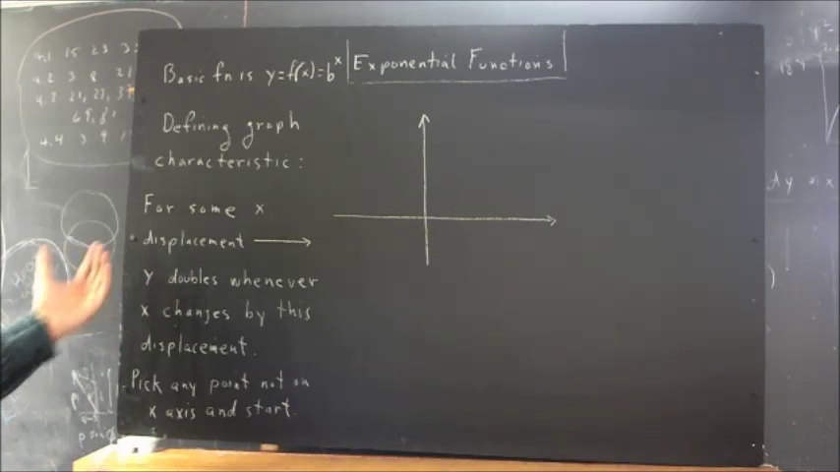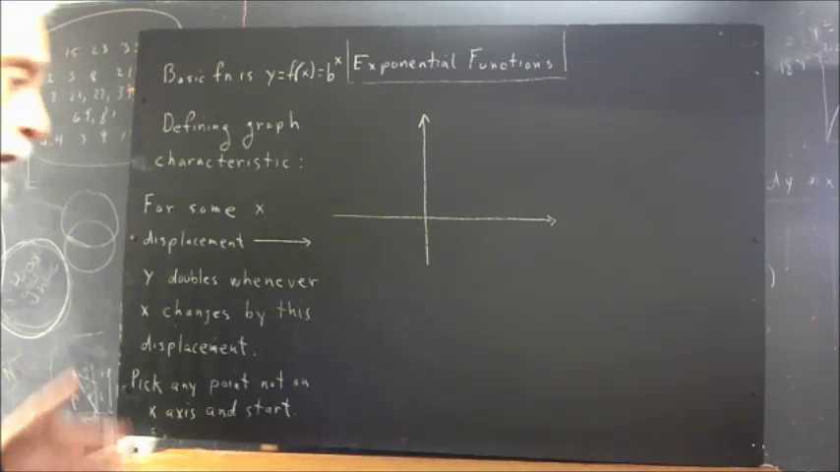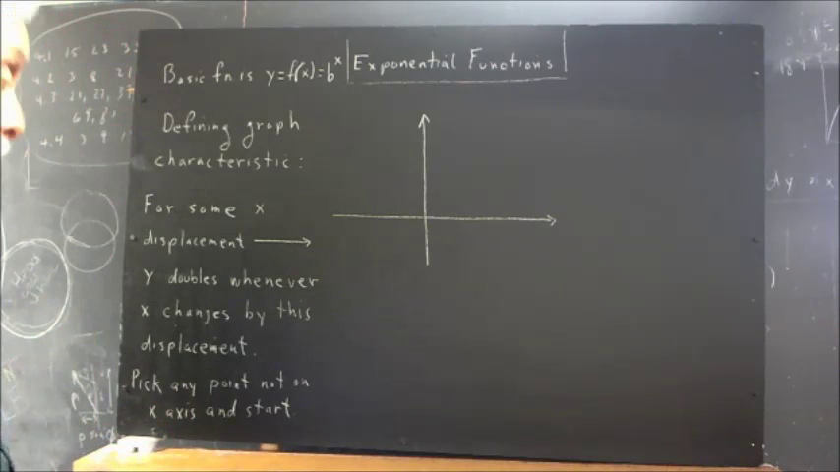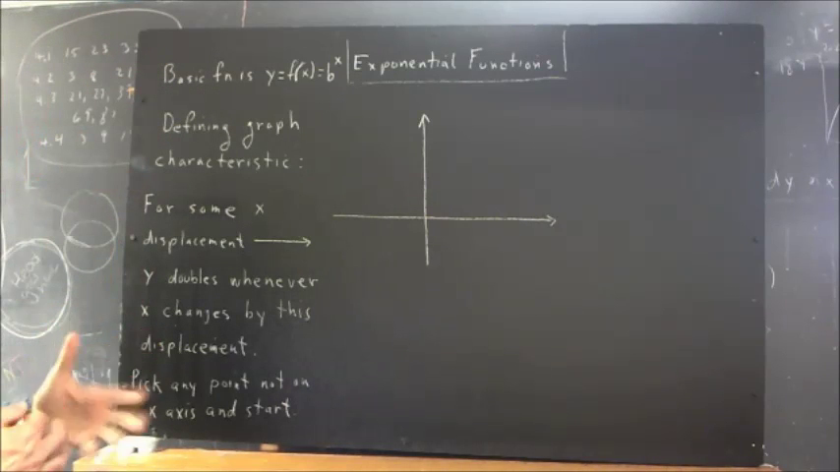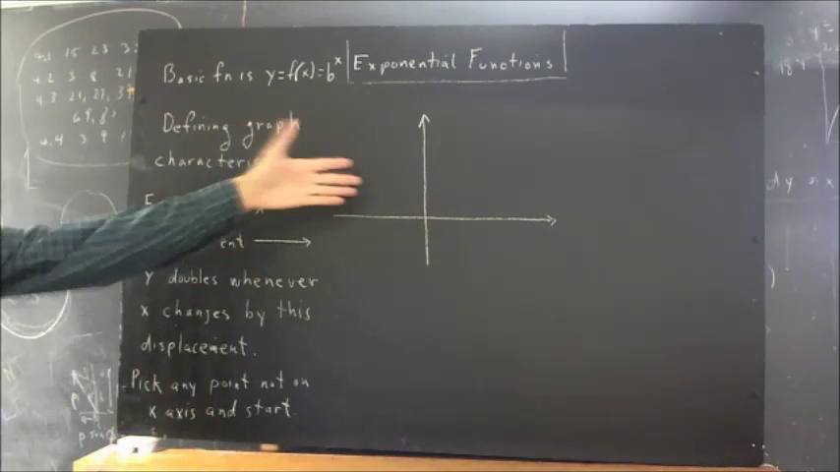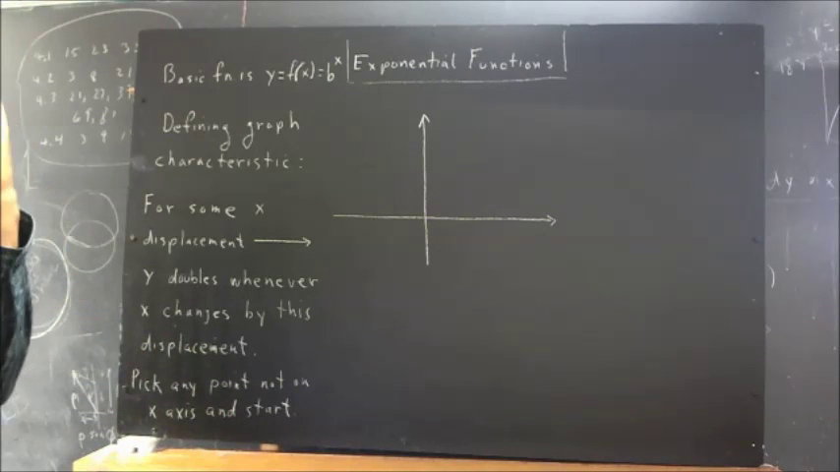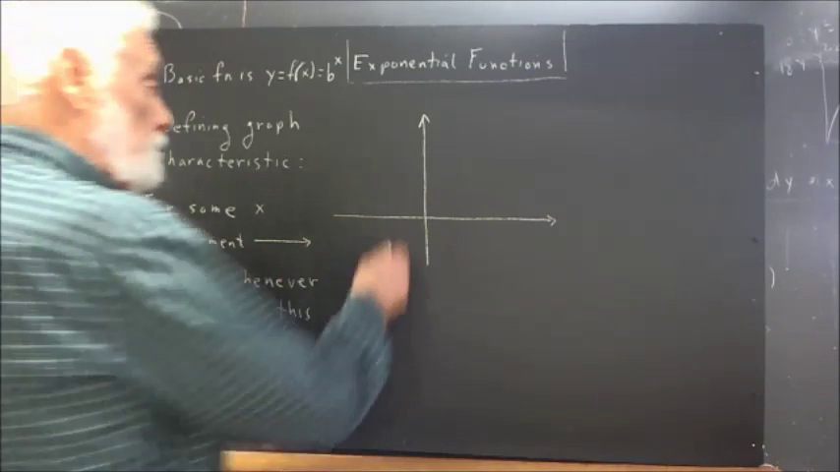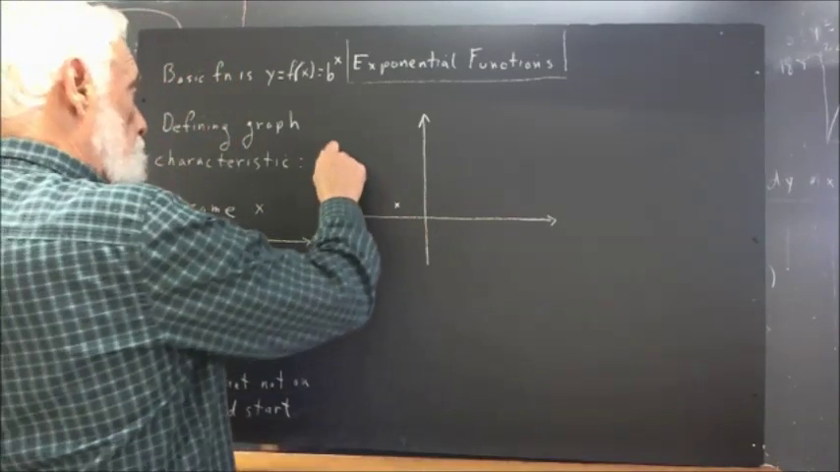That's all. It's a very simple rule, just as simple as the product function rule, but different from the product function rule. It gives you a function with different characteristics. If something is modeled by a power function, it cannot be modeled by an exponential function, and vice versa. They are completely different kinds of functions. Okay, so what we want to do is construct a graph. We're going to pick any point not on the x-axis and start. I'm going to pick, let's say, this point right here. Okay, start here.